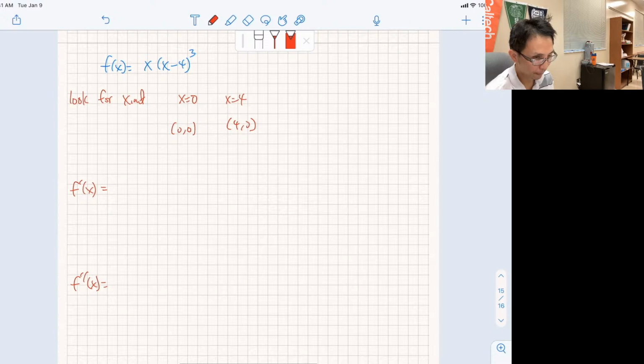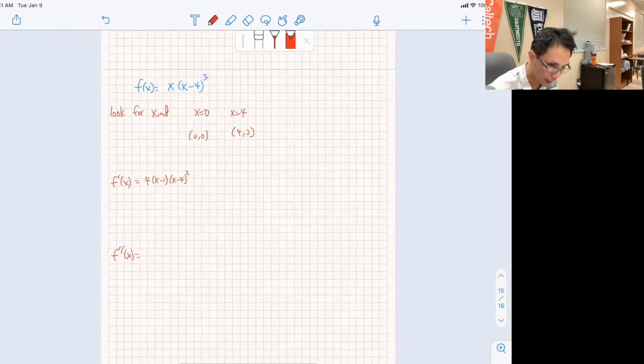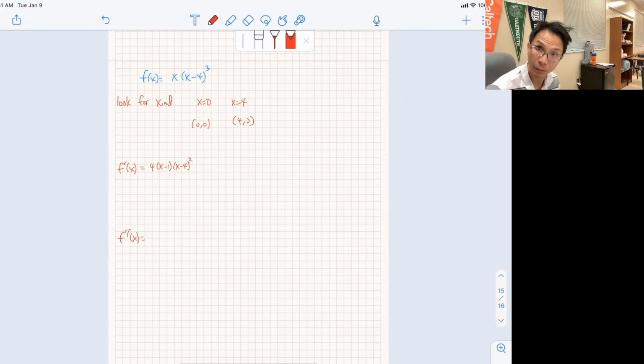Wait, what was the first derivative then? The first derivative, I'm going to give it to you. The first derivative is going to be 4 times x minus 1, x minus 4 squared. I think you're looking for this one. No, the x-intercept from the original function, because you have to graph that first. And if you do your second derivative correctly, you should get 12 times x minus 4 times x minus 2. Does that make sense?